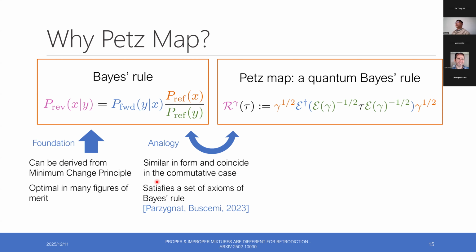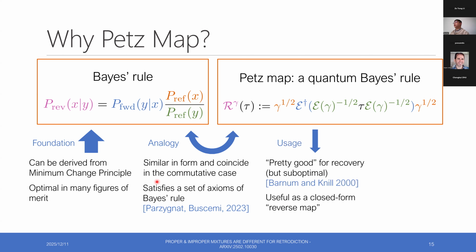The Bayes rule and the quantum Bayes rule are mainly connected by the analogy between these formulas. Well, it may not be directly seen, but if all operators commute, the quantum Bayes rule will reduce to the classical Bayes rule. And also, there are many different formulations of the quantum Bayes rule, but this one, called the Pasmap, satisfies a good set of axioms that is similar to the classical Bayes rule. And it has some applications I just mentioned before.